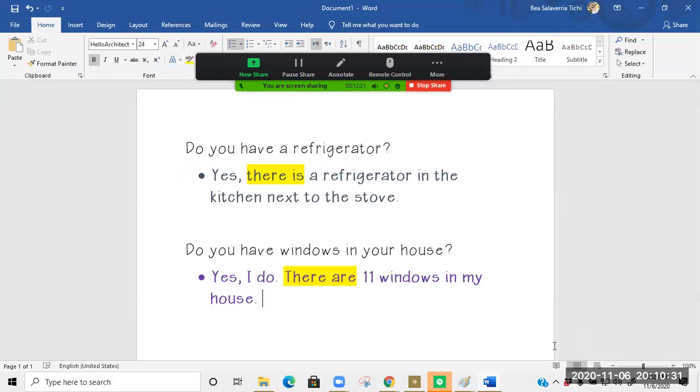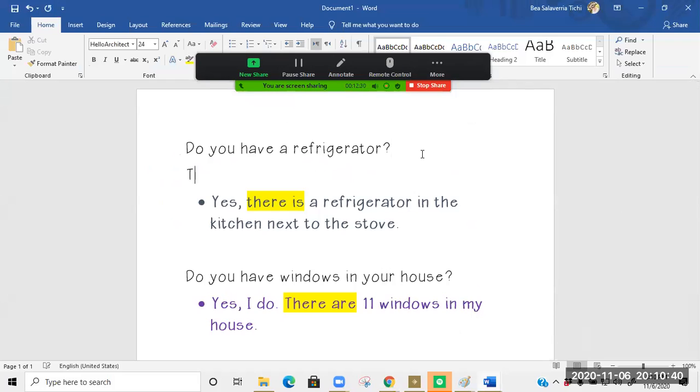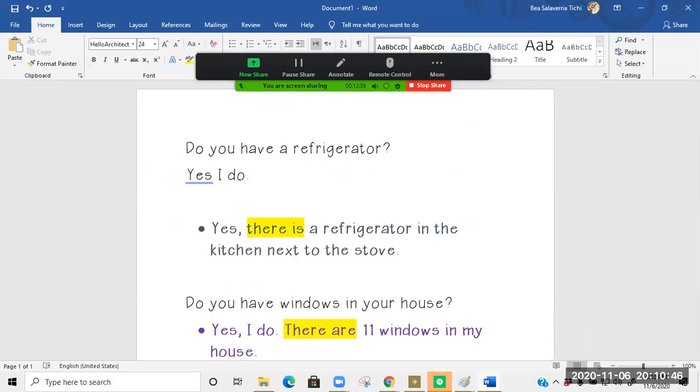Y yo les pregunto con do y does nuevamente, do you have a refrigerator? Muchos me dirán, Yes, I do, ¿verdad? Esa sería la respuesta. Si yo pregunto tú, mi respuesta sería, yes, I do. Pero si yo quisiera elaborar un poquito más, podría responder, yes, there is, porque es una refri, porque esa es para cosas en singular o terceras personas. Entonces yo puedo decir, yes, there is a refrigerator in the kitchen, for example. In the kitchen. Y si yo le quisiera agregar un poquito más, diría, a la par de la cocina, next to the stove. Traten de darme el mismo ejemplo, pero en su casa. ¿Dónde está? ¿They have a refrigerator? Usando este mismo ejemplo.